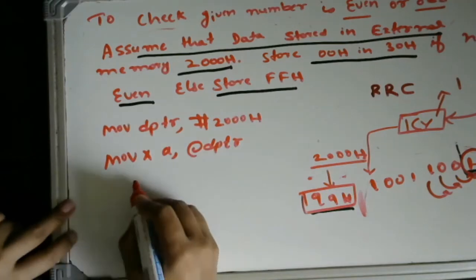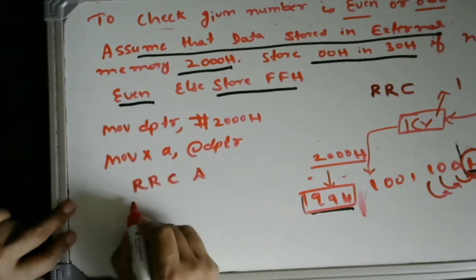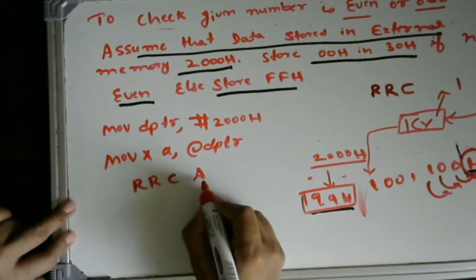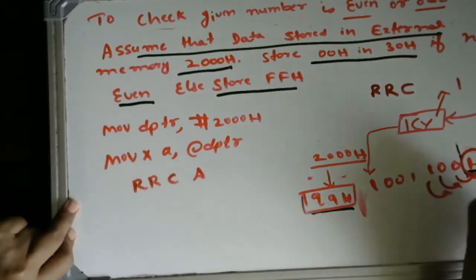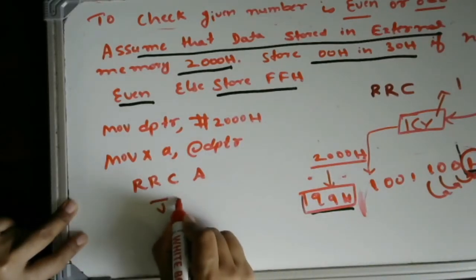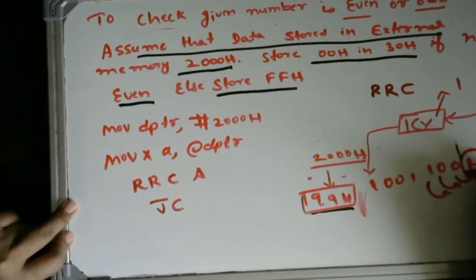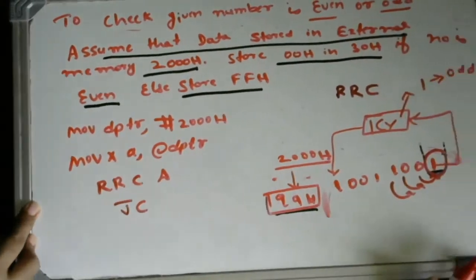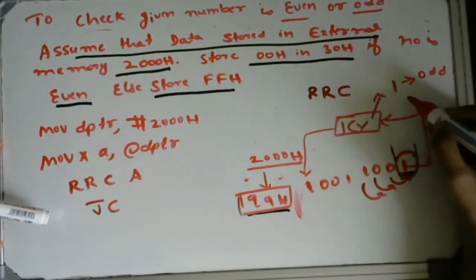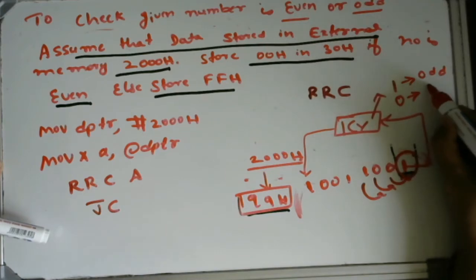So first we write RRC A, that is, rotate right through carry, which means the contents of the accumulator are rotated right by one bit. Now we check the carry flag. If the carry flag is 1, then the number is odd. If the carry flag is 0, then the number is even.